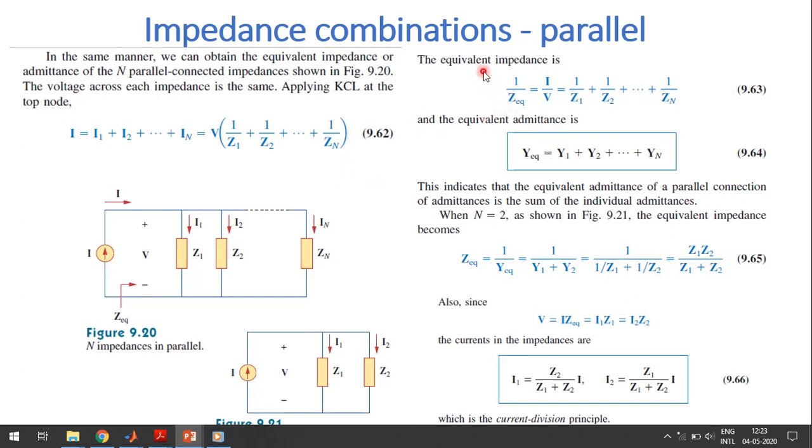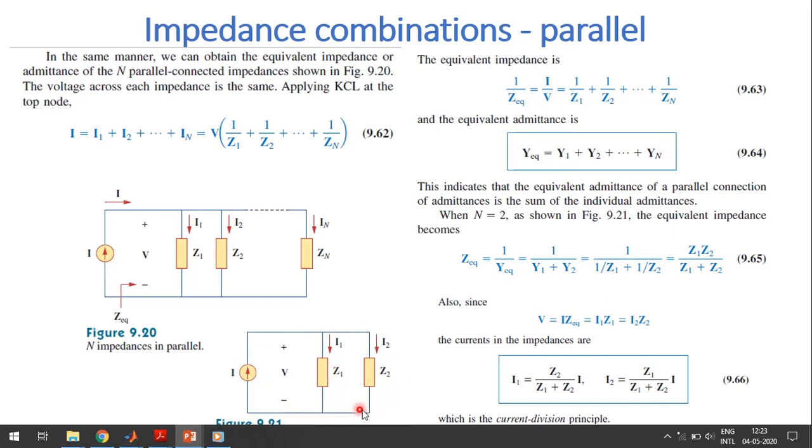So the equivalent impedance is 1 by Z equivalent is equal to 1 by Z1 plus 1 by Z2 etc. up to 1 by Zn. And for the equivalent admittance, we know that admittance is the reciprocal of impedance. So this 1 by Z equivalent is Y equivalent. This is Y1 plus Y2 etc. up to Yn. So again we'll move into current division.